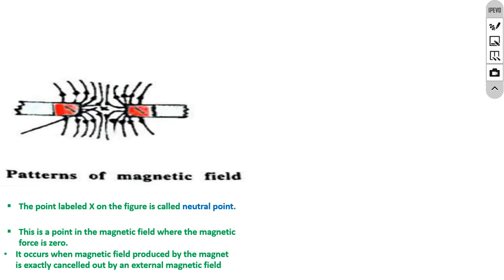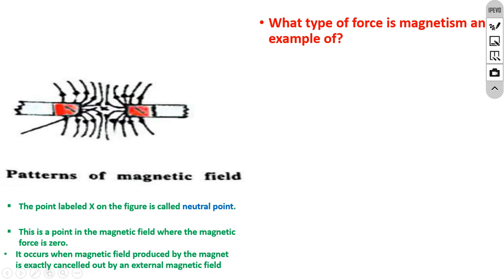If you are asked a simple question, what is a neutral point, you should be able to attempt such a question. Okay, so the next question that we have here is this. This one says, what type of force is magnetism an example of?